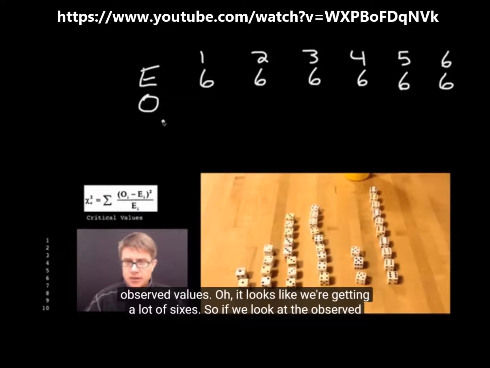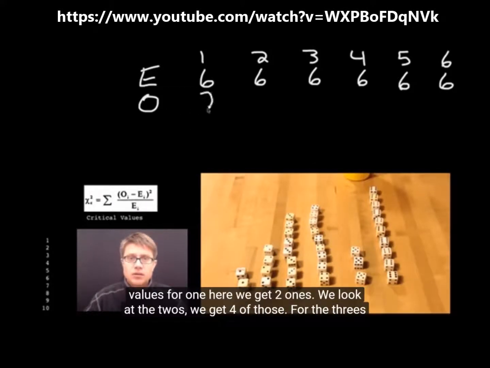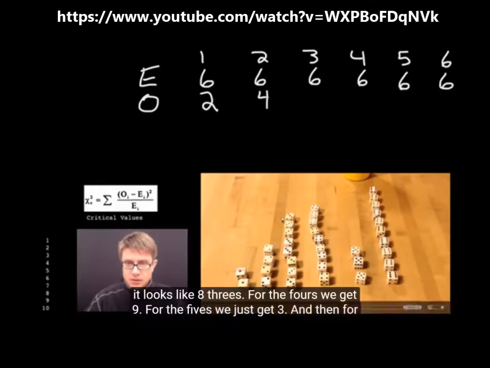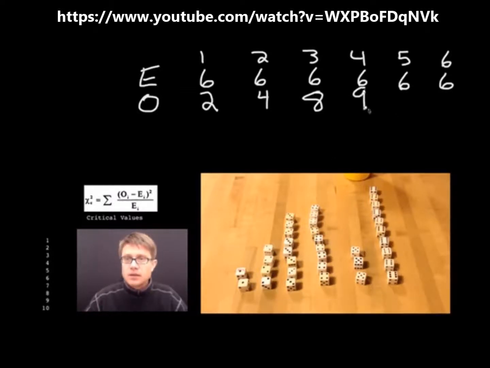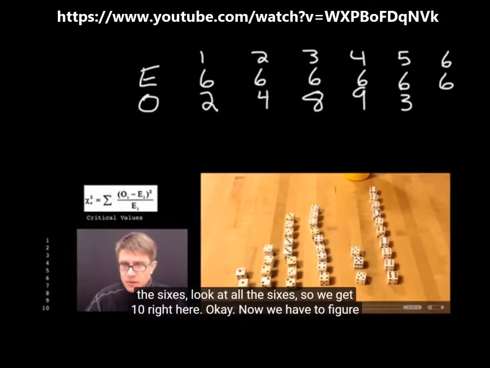Well, it looks like we're getting a lot of 6s. So if we look at the observed values, for 1 here we get 2 1s. We look at the 2s, we get 4 of those. For the 3s, it looks like we get 1, 2, 3, 4, 5, 6, 7, 8 threes. For the 4s, we get 1, 2, 3, 4, 5, 6, 7, 8, 9. For the 5s, we just get 3. And then for the 6s, look at all the 6s. 1, 2, 3, 4, 5, 6, 7, 8, 10, 12 right here.